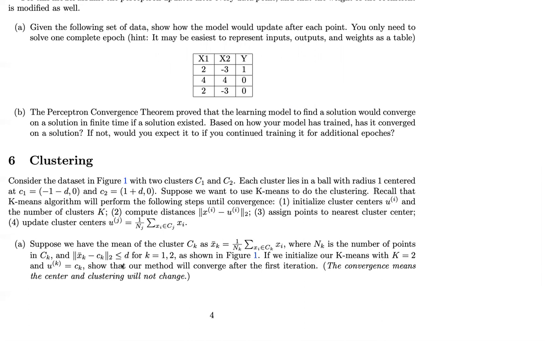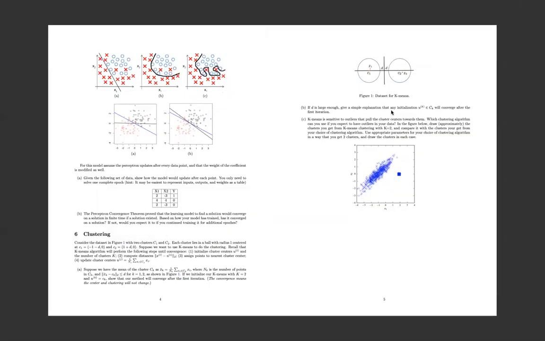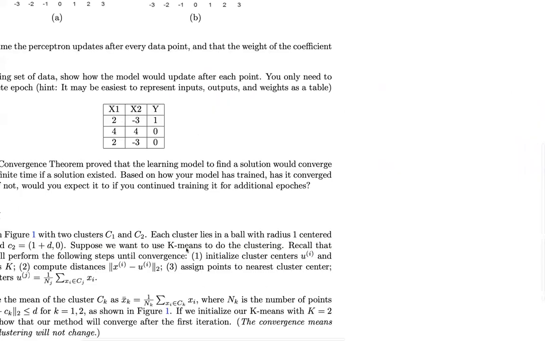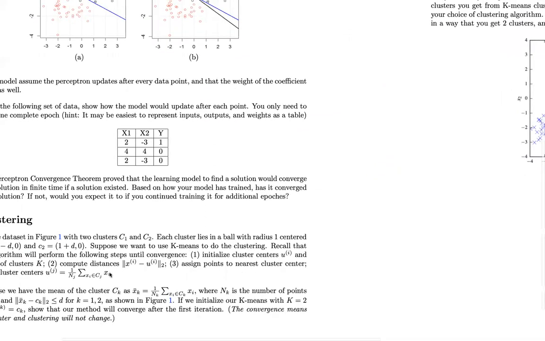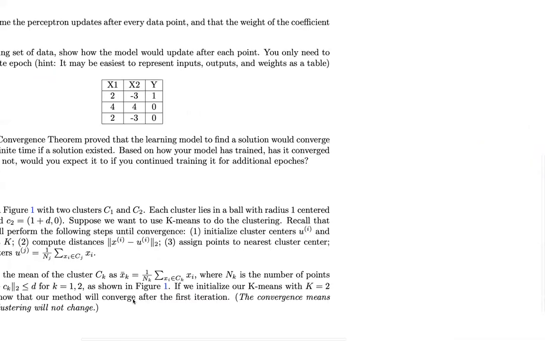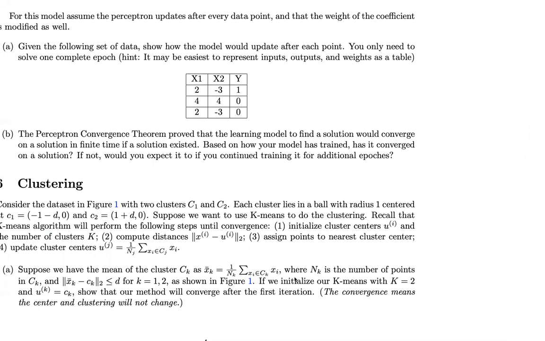Okay, so the important thing to note here is that for all points within that cluster, the distance between that point and the mean is going to be less than D, less than this value here. And the question is, if you initialize the clusters at that mean, can you prove that our method will converge after the first iteration?